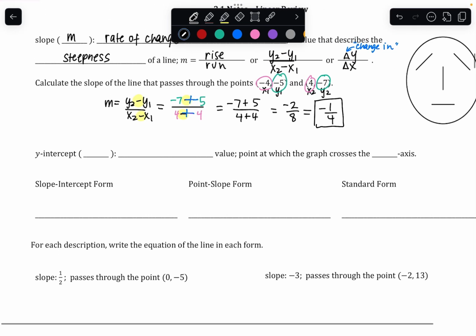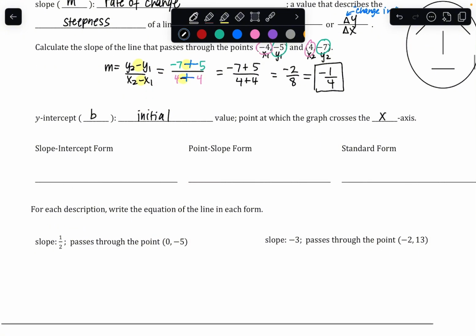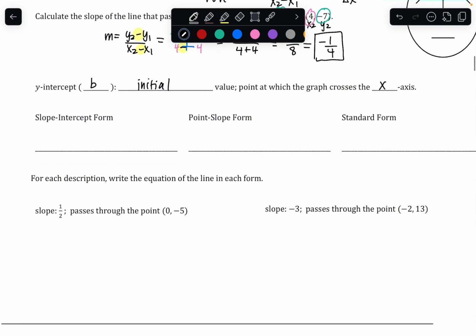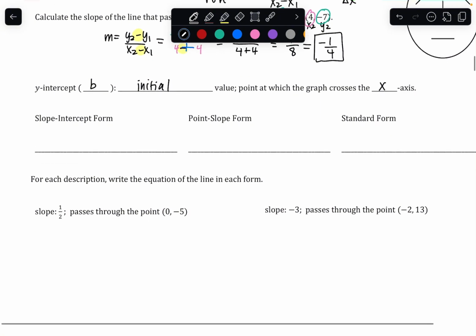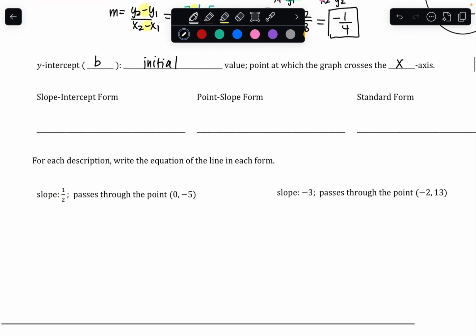Okay, the next thing we need to review is the y-intercept, which is often denoted with the letter B. And in situations or real-world problems, it's the initial value when time is 0. It's where it crosses the y-axis. Okay, and so in Algebra 1, you learned 3 different forms of writing a linear equation that you will likely use in all of your future math courses.